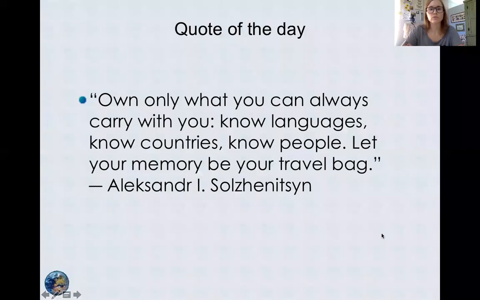First, we have the quote, "Own only what you can carry with you: no languages, no countries, no people. Let memory be your bag."